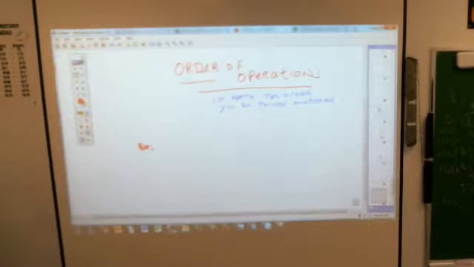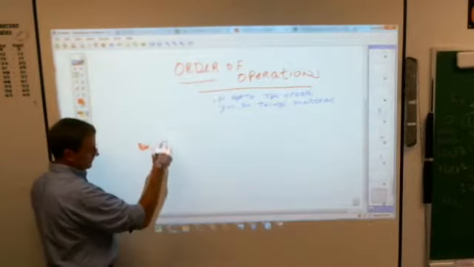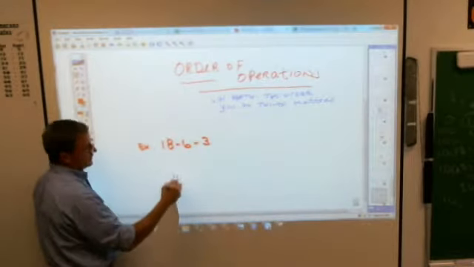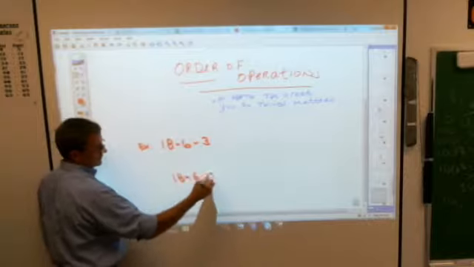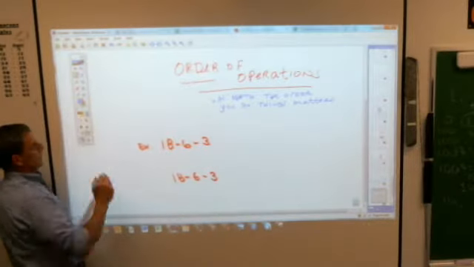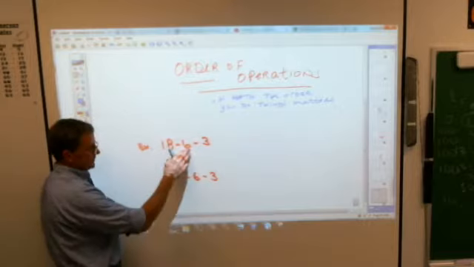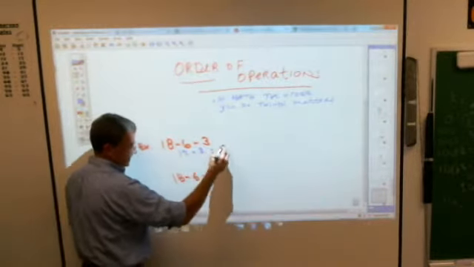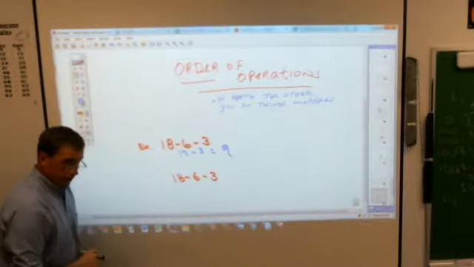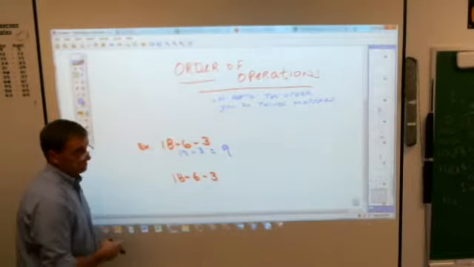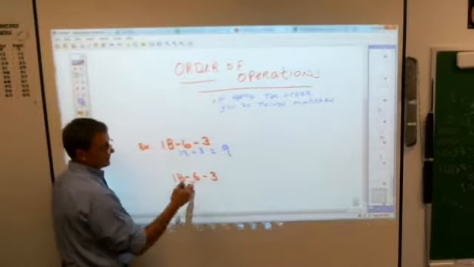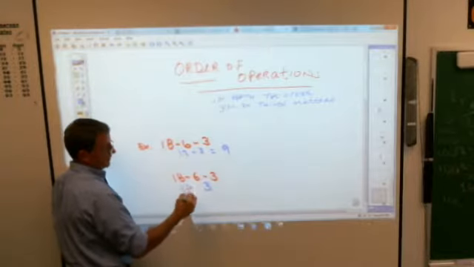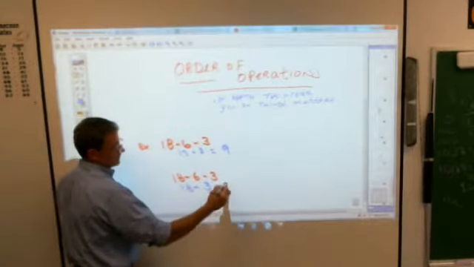If I have 18 minus 6 minus 3, and I have down here 18 minus 6 minus 3, check this out. 18 minus 6 is 12, and 12 minus 3 is 9, correct? However, let's just say I wanted to try something new, and I said, well, let's do this subtraction first. 6 minus 3 is 3, and 18 minus 3 is 15.